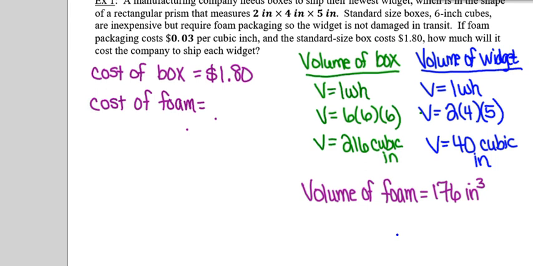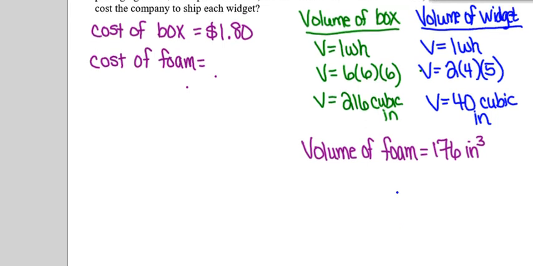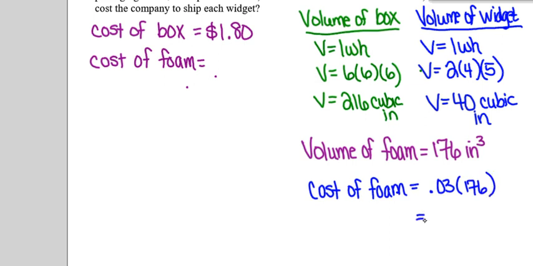So the cost of this foam now, keep in mind that every cubic inch of this foam costs 3 cents. So we can find the cost of the foam by multiplying 3 cents times the number of cubic inches required, 176. So when I get my calculator out and multiply 176 times 3, I find that the foam has a cost of $5.28.